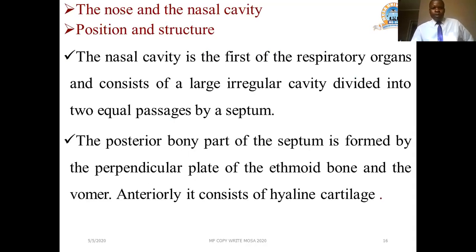The posterior bony part of the septum is formed by the perpendicular plate of the ethmoid bone and the vomer. Anteriorly, it consists of hyaline cartilage. So when you're describing the nostrils, the nasal cavity, the ethmoid bone and the vomer bone have to be mentioned together with the hyaline cartilage.